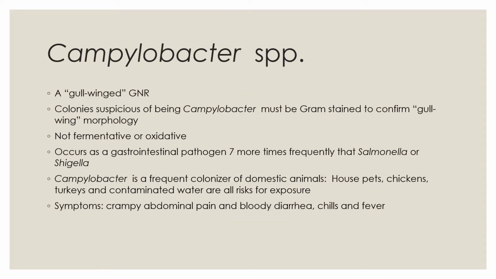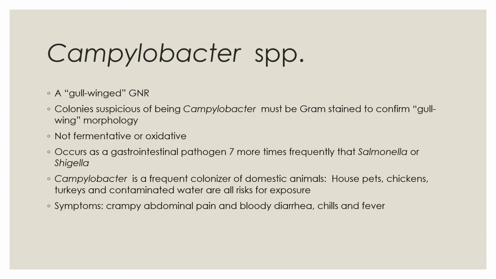If you have Campylobacter, you usually develop symptoms 2 to 5 days after the exposure to bad meat, poultry, milk, and animal feces. If you were to stain Campylobacter, it has a very unique gram stain appearance. It actually has a gull-winged shaped gram-negative rod. It may require a prolonged counterstain with safranin because it doesn't seem to take up the counterstain very well. It is not fermentive or oxidative, and it occurs as a gastrointestinal pathogen 7 times more frequently than Salmonella or Shigella. Oftentimes you have Campylobacter and you never even knew it or heard about it because you're usually better by the time you decide to go to the doctor.